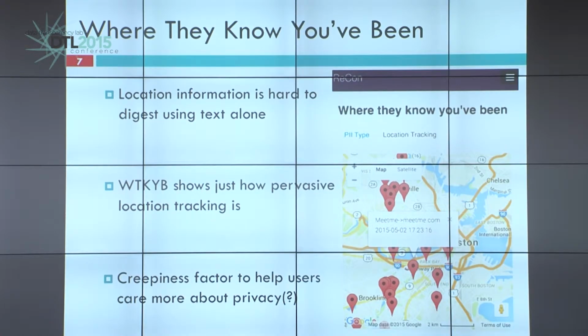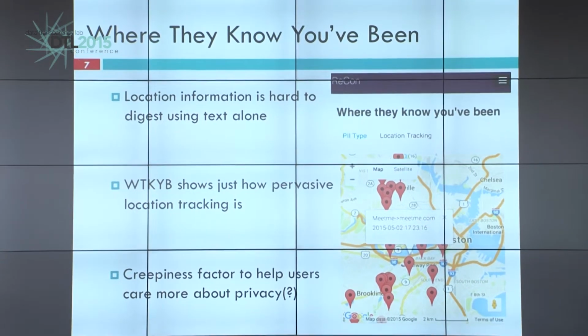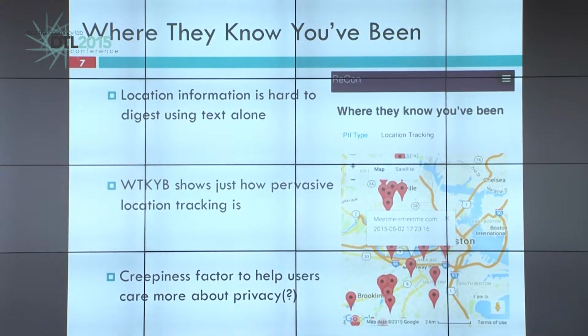We also provide something that gives an aggregate view of the kind of tracking information that one of the audience members brought up, which is how your location is being tracked over time. This is an interface we call Where They Know You've Been. And every time your location leaks, we drop a pin. And that pin shows you which app sent it, to what destination, and when it happened. And we're hoping that this gives maybe just the right level of creepiness to users, that maybe they'll start caring about their privacy.